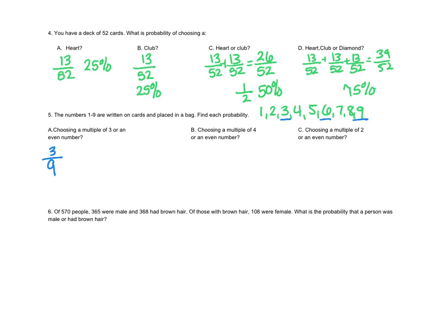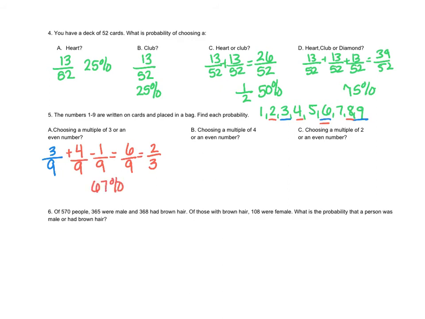Or an even number. So for my even numbers, 2, 4, 6, 8, so plus 4 out of 9. Now notice one of those is used twice, 6. So we're going to subtract 1/9, and we get 6/9, which when we take out a 3 is 2/3 chance, which is a 66% chance, or 67 if we round it.